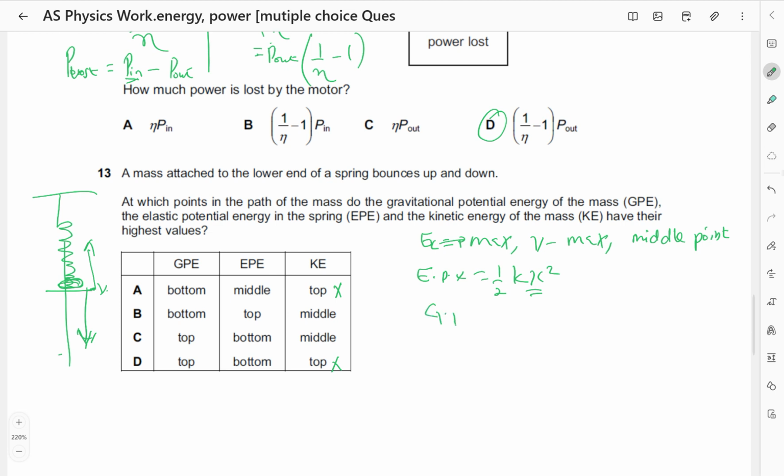Then gravitational potential energy is equal to mgh. So it depends on h, which in this case will be the displacement x. So gravitational potential energy is maximum at the top, not at the bottom. So for gravitational potential energy, it is maximum at the top, not at the bottom. So we ignore B, so our answer becomes C.